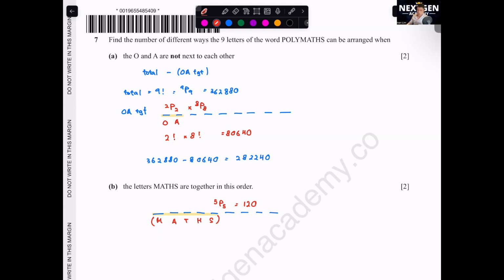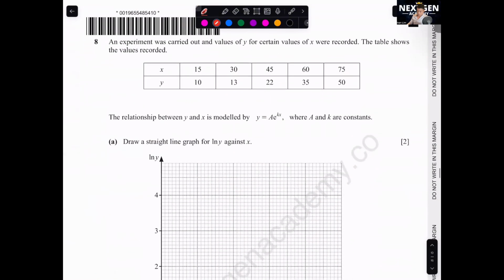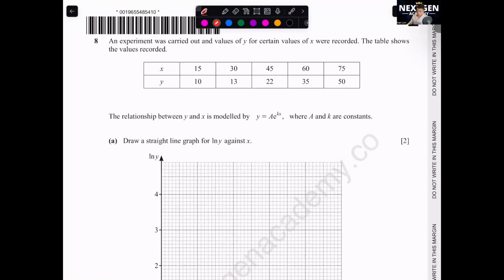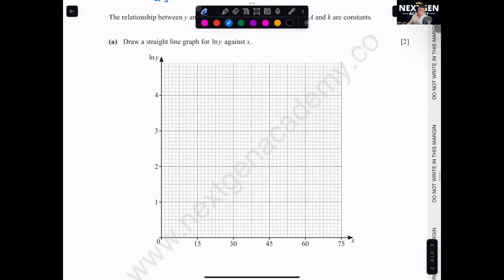Okay, let's go to question 8. An experiment was carried out, and you have x and y. The relationship between y and x is modeled by this equation. Draw a straight line graph for ln y against x. First thing, go ahead and calculate ln y, typing this in the calculator. You get 2.3, 2.6, 3.1, 3.6, and then 3.9. Normally one decimal place is enough, because you look at our graph, you can't write more than one decimal place.